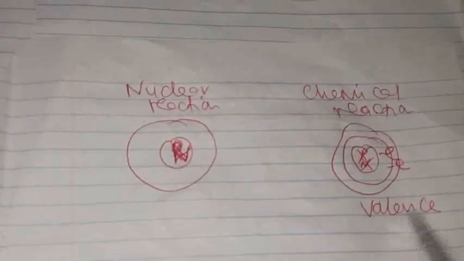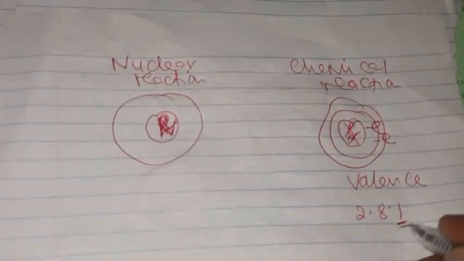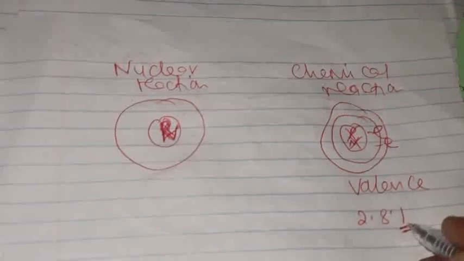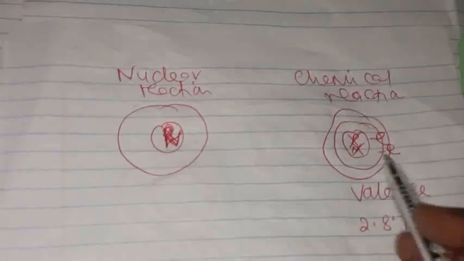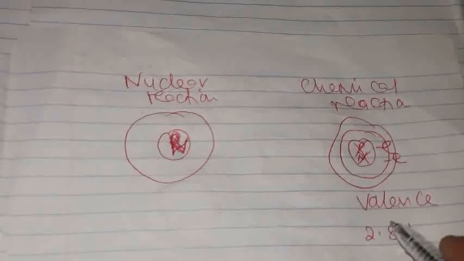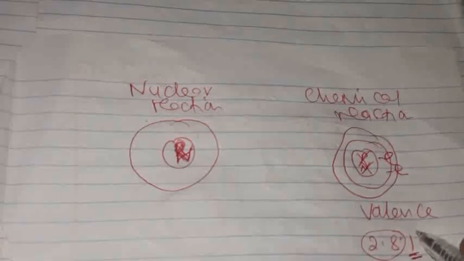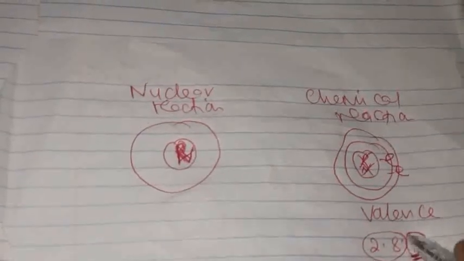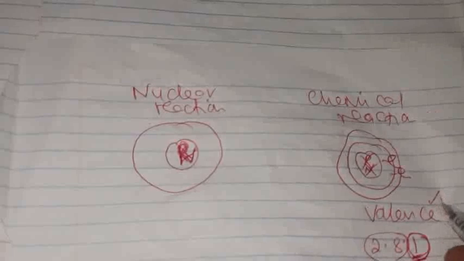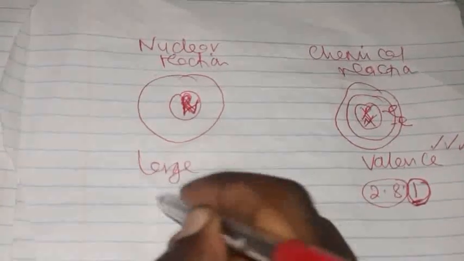Valence electrons means the electrons in the outermost energy level. For example, in 2, 8, 1, this last electron is a valence electron. It's an electron in the outermost energy level that can allow this atom to take part in a chemical reaction. So atoms don't take part in chemical reactions using all the electrons. They only use the electrons in the outermost energy level, referred to as valence electrons. That's the first difference.